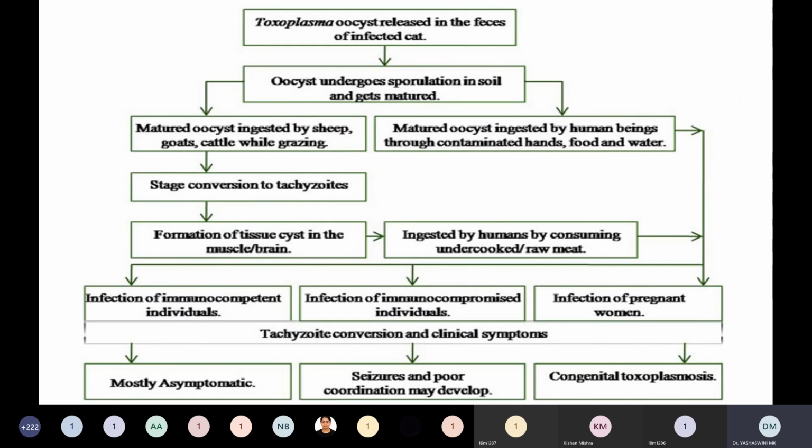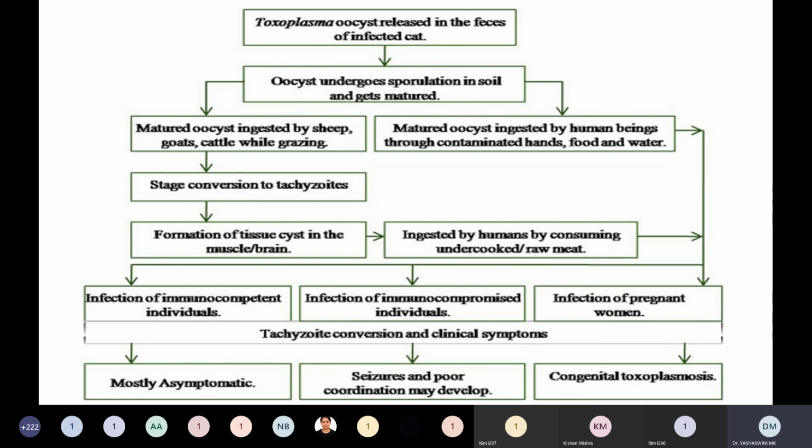So the Toxoplasma oocyst, once it is released in the feces of the infected cat, undergoes sporulation in the soil and matures. The matured oocyst will be ingested by sheep, goats, or cattle when they are grazing, and they undergo conversion to tachyzoites, resulting in tissue cyst formation either in the muscles or in the brain.